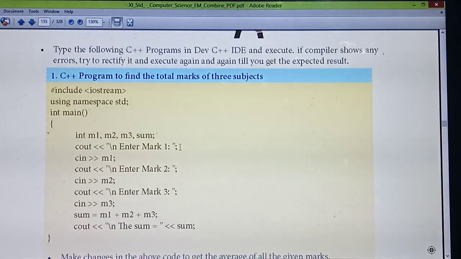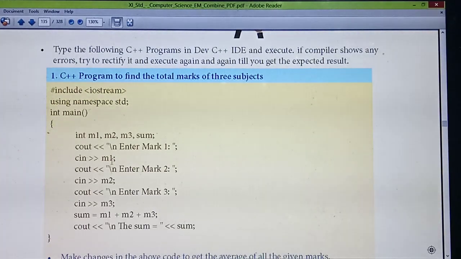Okay. Then each statement ends with a semicolon. So cout you have given. Output you are giving means the output will contain the proper input, isn't it? So what's the input for mark 1? M1. So cin >> M1. Understand? Input symbol is the greater than symbol, output symbol is the less than symbol.